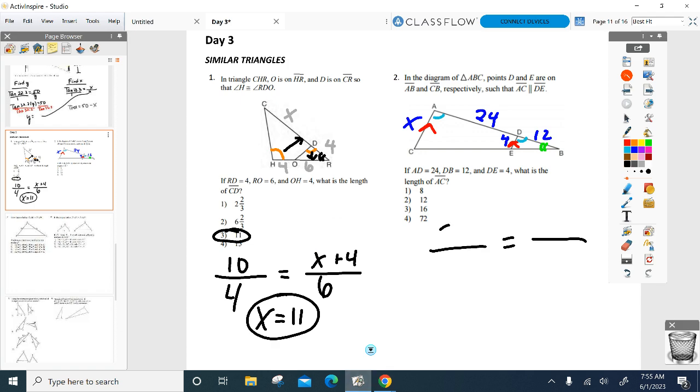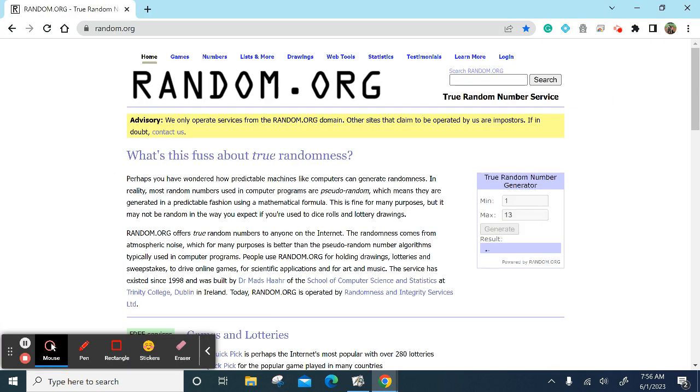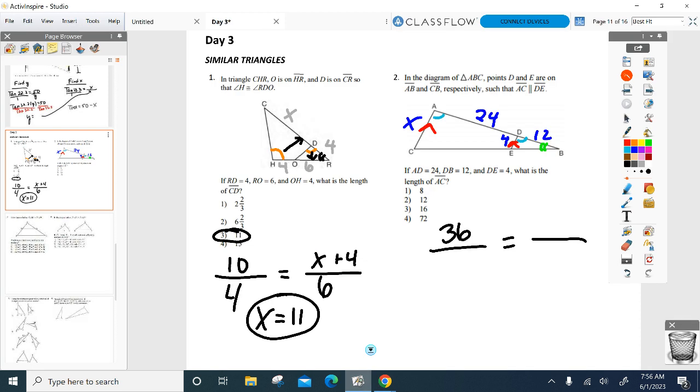AB is 36. What does AB match up with in the smaller triangle? AB matches up with what side? 13. AB, and in the smaller triangle, what would AB match up with? Which is 12. And then from here, X, because it's in the bigger triangle, over 4.